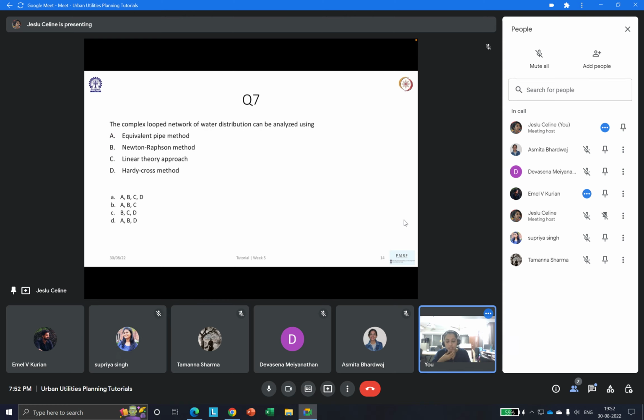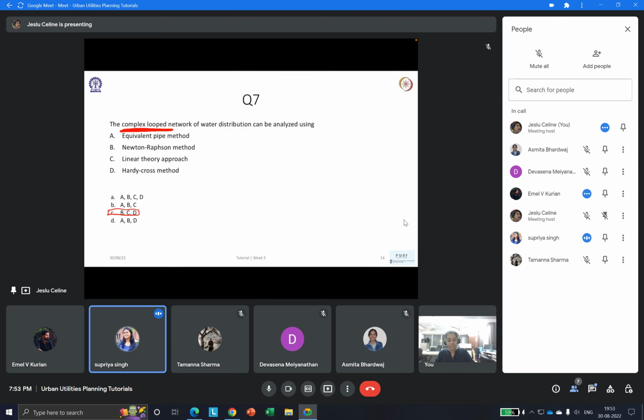Let's proceed further. In a complex loop network for water distribution, which of the methods can we use? Can the equivalent pipe method be used over here? So we are talking about a complex loop network over here. No, equivalent pipe is not correct. B, C, D is the correct answer. That's what you say. Okay. So, Supriya, why not the equivalent pipe method? Why can we not use it?